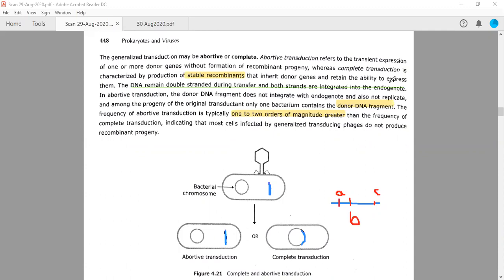Listen. You are confused because we will recognize their distance and their order by the frequency data. So we need to calculate the frequency of each gene, which are co-transduced. And then depending upon this frequency data, the percentage data, we will determine the distance between these two genes.